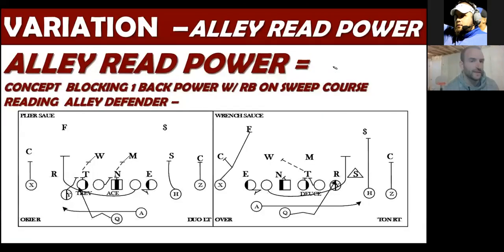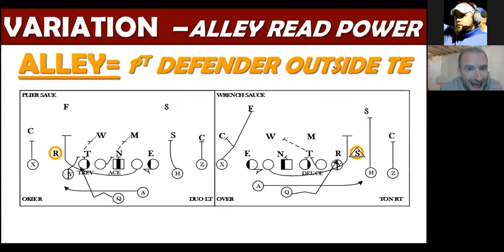Again, we call this alley read power. It's a concept blocking one back power with a running back on a speed sweep course, reading the alley defender. For this play, we define the alley defender as the first defender outside the tight end. So on the picture on the right, it would be the Sam backer. On the picture on the left, it would be the rush end.